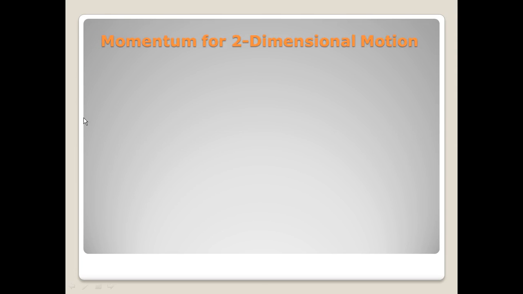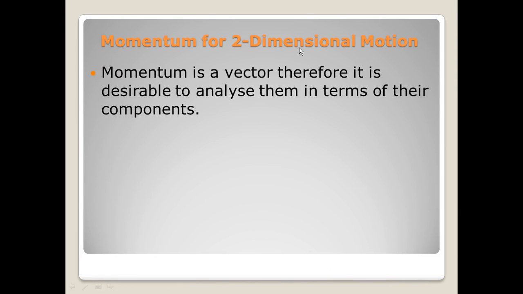Okay, so let's discuss now momentum for two-dimensional motion. When we say two-dimensional motion, it is motion along two components or two axes, such as when the object is projected sideways along the air, the object is moving horizontally, at the same time it is moving vertically, going up or going down. Okay, so momentum is a vector. Therefore, it is desirable to analyze it in terms of its components.